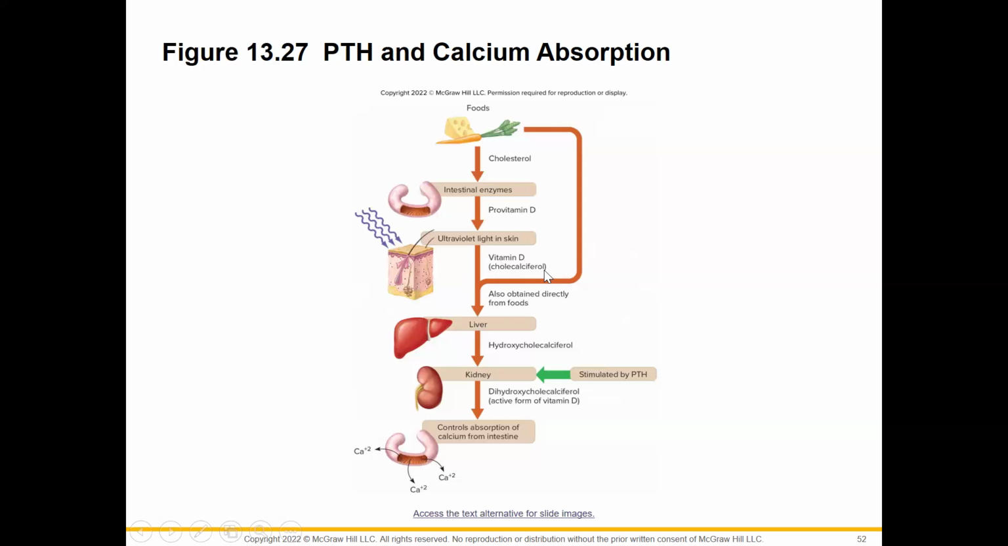cholecalciferol. You can also get cholecalciferol from foods. So your foods have not only cholesterol, but some form of vitamin D. Once your body makes that, this product then floats around in your bloodstream until it gets to the liver.